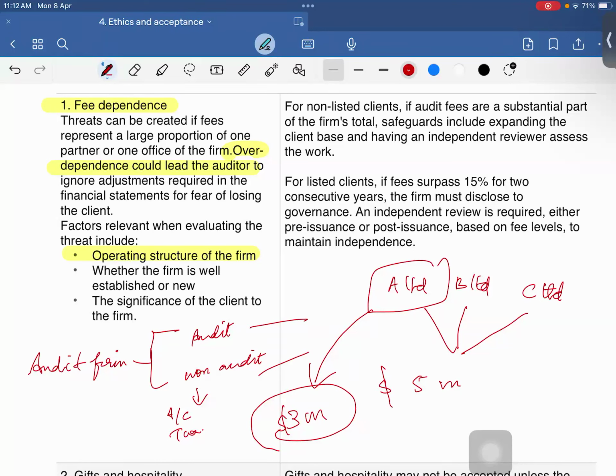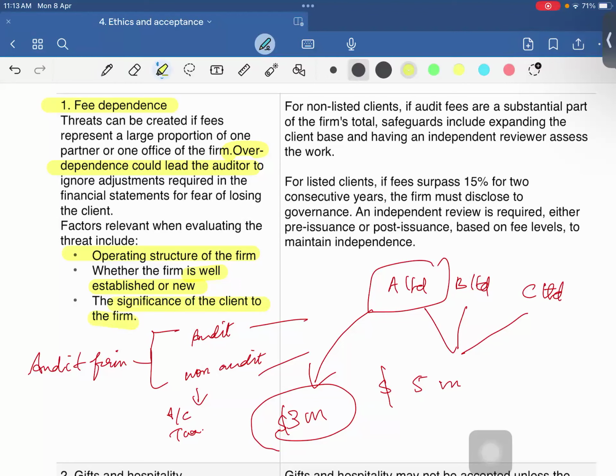The next thing, when assessing the threat, is to understand whether the firm is well established or a new firm. If it is a new firm, it is possible that you have just one client and you get all your fees from that client. That fee dependency you can't avoid, because you have newly started and just have one client. You can't say no to that client. That is why we look into whether the firm is new or not.